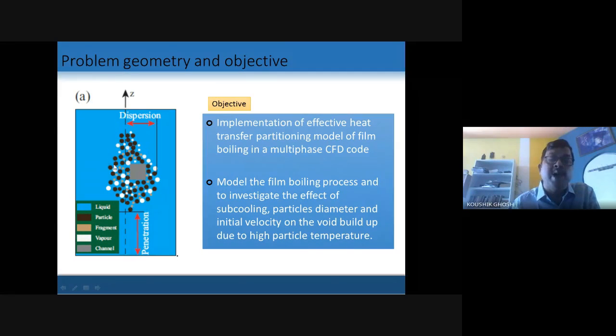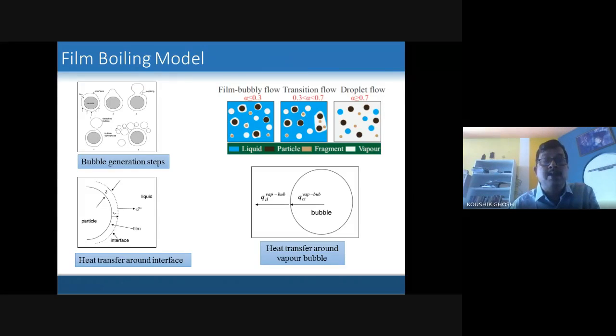This is one vital parameter in this field to predict, and very little data is there in this area. So we have developed our code, and let's see how we have implemented this film boiling model in our CFD code. You can see from the particle, the vapor film is produced, and this vapor film is growing, and there is a necking. From this necking, these bubbles are detached here, and these bubbles are moving in the upward direction, the particles are moving in the downward direction.